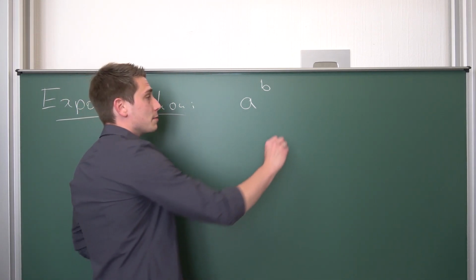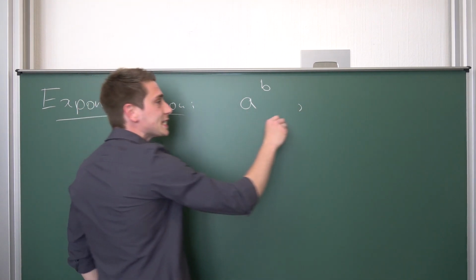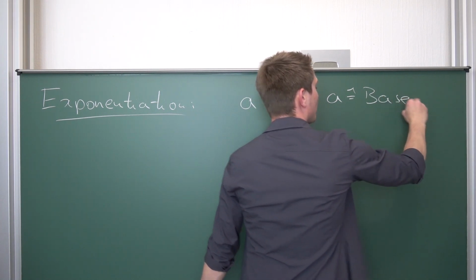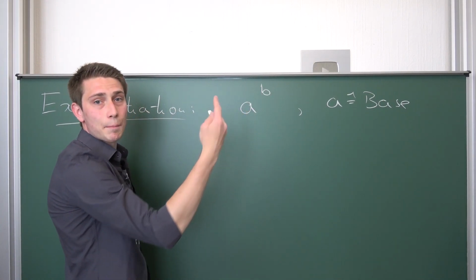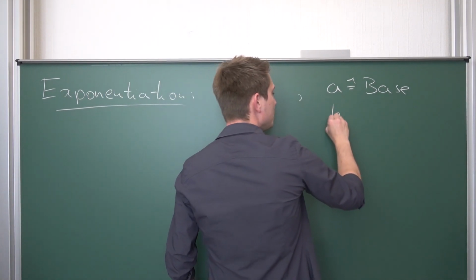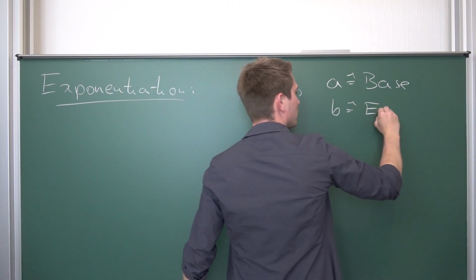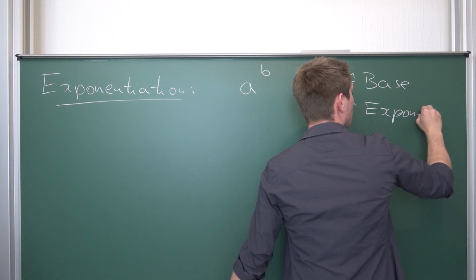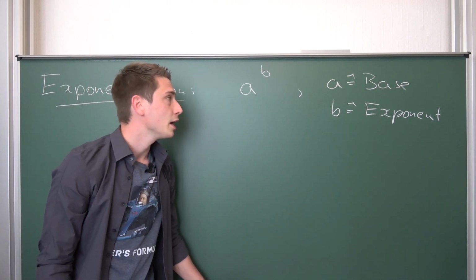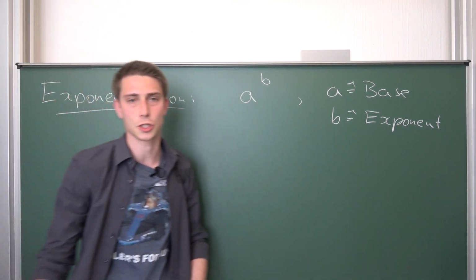Now, like I said before, we are raising a base. a is called the base, to some power, but this power is also called the exponent. So b is called the exponent. Just a bit of terminology for you guys. It's important. And the whole thing is just called the exponentiation.